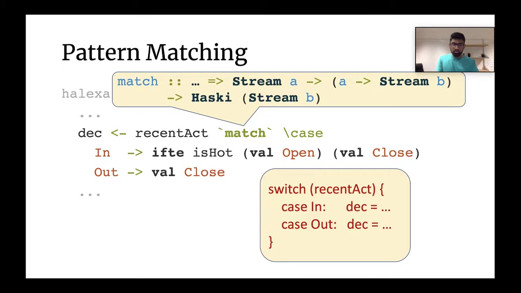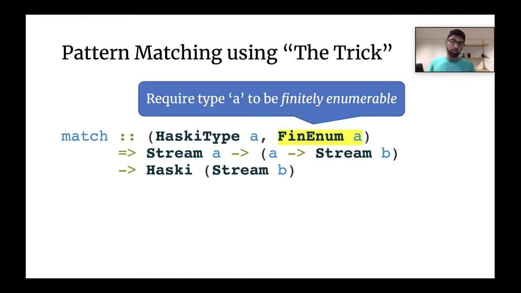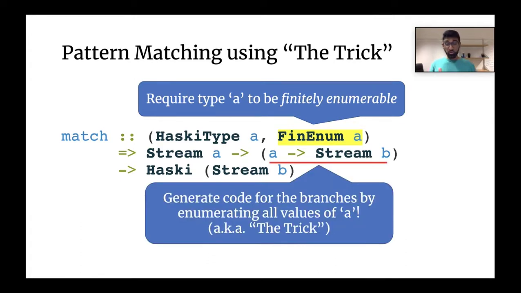But the real secret to being able to transform this function into a pattern matching statement or a switch case statement in C is really this constraint which requires the scrutinized, or the pattern matched over, stream to be finitely enumerable. The reason this enables code generation is because now what you can simply do is enumerate all possible values of A, take this function, apply it to all the values, and then you can extract all the branches of the case, and further generate code for each branch. So this nifty little trick is also called the trick in partial evaluation.